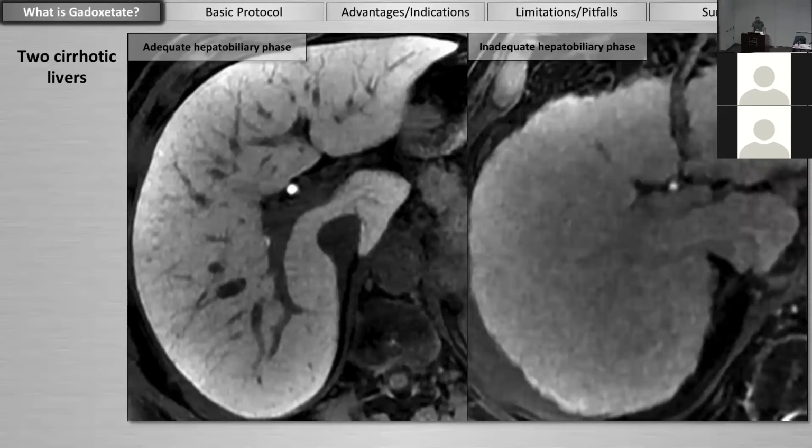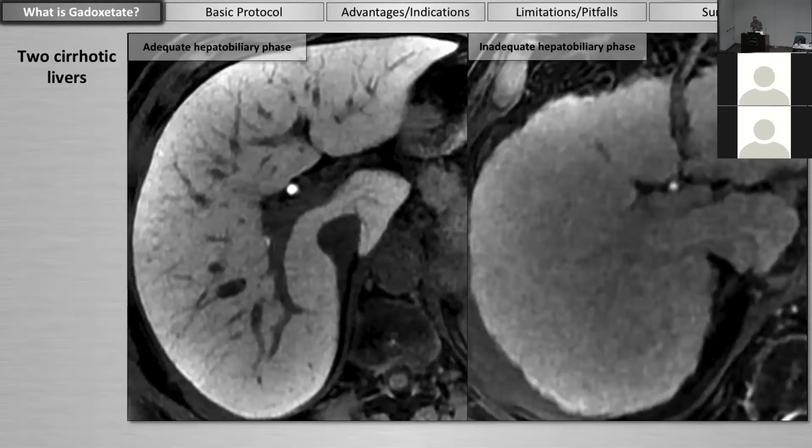Now, how do I know this liver is not functioning well? Because I look at the liver and I look at the portal vein, and I see that this liver is barely brighter than the portal vein. So this liver is not very good at extracting the contrast agent from the portal vein. Therefore, this liver is poorly functioning. This liver is well functioning.